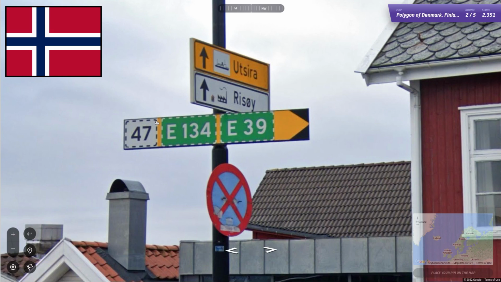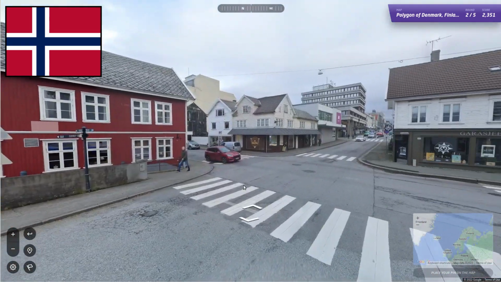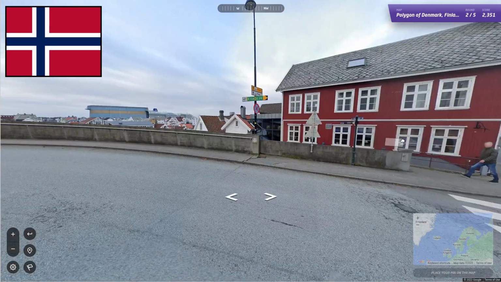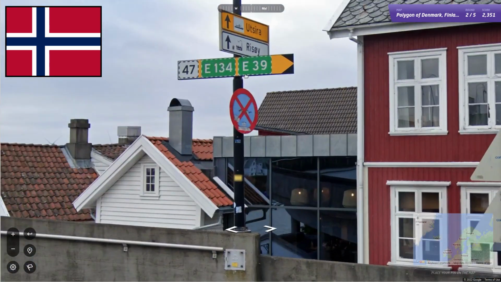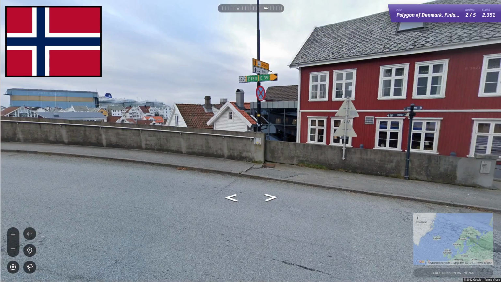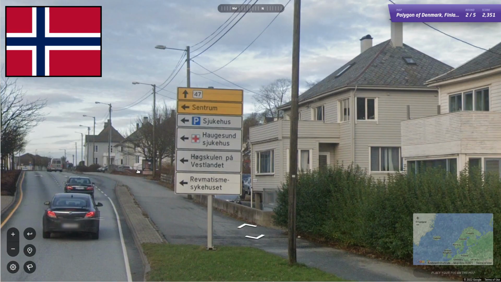This dashed border means, in all these countries, that you are not on this road number, for example this E134, but this is a way that leads to that road. So it's very important to understand that this dashed border means that you are not exactly on that road yet. Here you can see that we are on road 47.